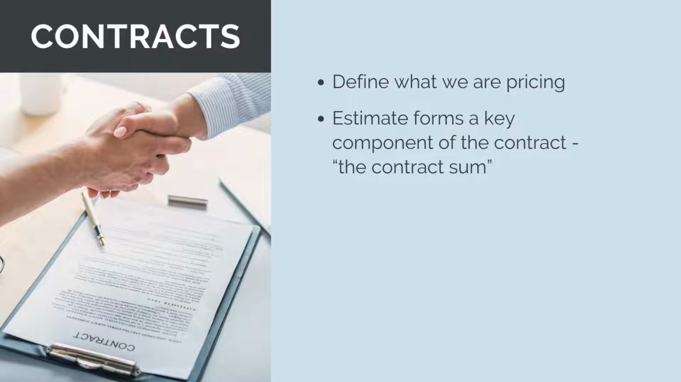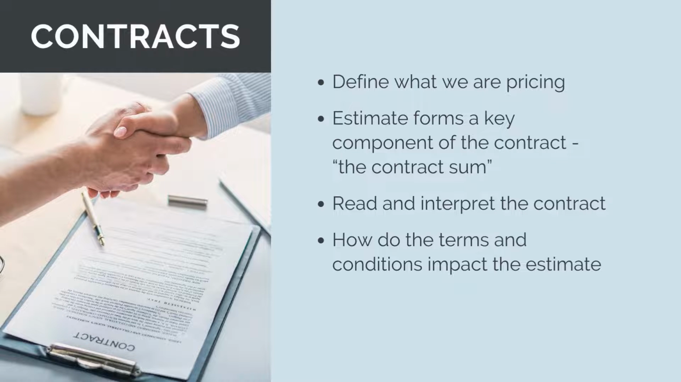Being able to read and interpret contracts forms a critical part of an estimator's day-to-day job. Contracts matter because contracts define what we are pricing. The estimate will ultimately form a key component of a construction contract, referred to as the contract sum. As an estimator, what we are really doing is preparing the estimate of the fixed fee for the contract. To do this, we need to be able to read and interpret the contract so we understand what we are pricing. The terms and conditions of the contract can have a big impact on the estimate. For example, if the contract specifies liquidated damages of $1,500 per day, then this is a commercial risk that needs to be factored into the estimate.